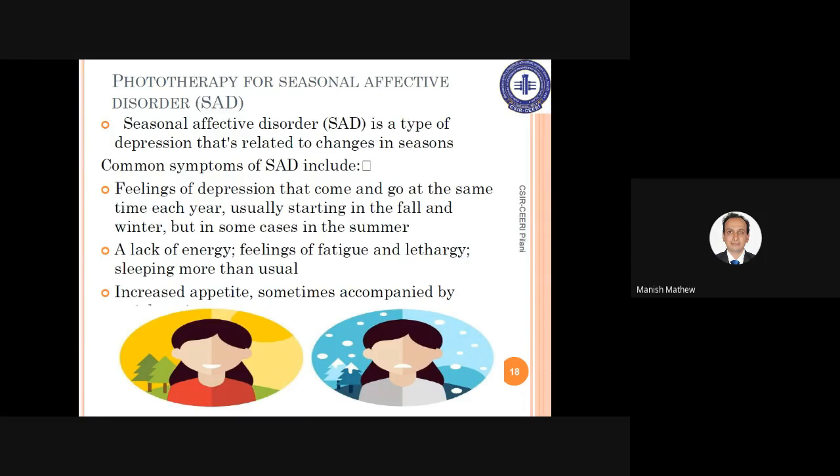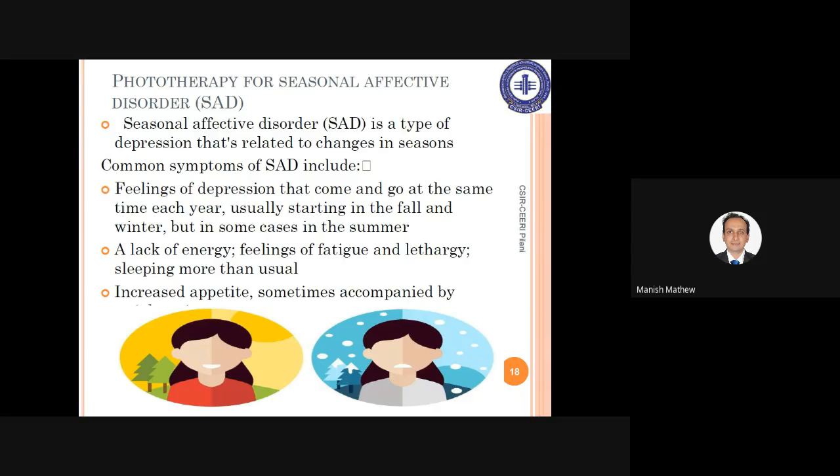So once you are moving from hot weather to cold weather and cold weather to hot weather, there is a change in your mood, and this results in seasonal affective disorder, and this usually results in depression due to the change in season. So these are the symptoms. A few symptoms are feelings of depression that come and go at the same time each year, usually starting in the fall. As I said, now we are in the fall and winter, but in some cases it occurs in summer.